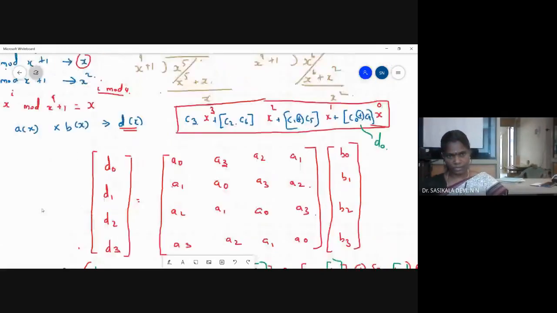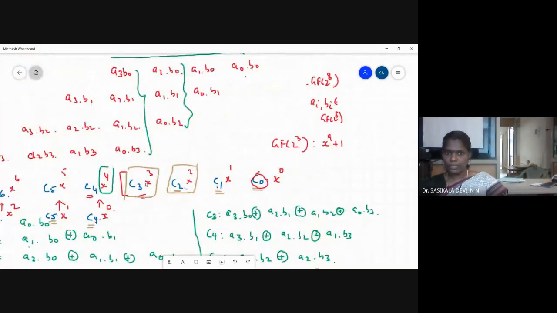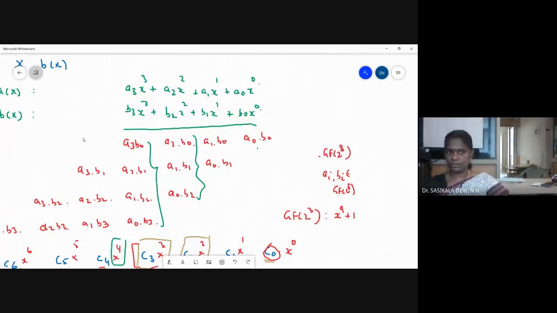But before that, is it clear to you? Is this concept clear to you? Multiplication of the polynomial ring, is it clear?